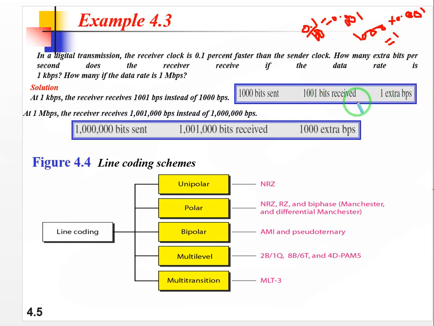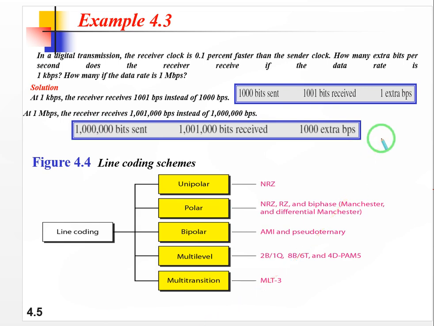When the clock is not synchronized at the receiver end, the receiver will receive one extra bit on the receiver side. So this is the calculation. Another example: if the data rate is 1 Mbps, again multiply 0.001 with 1 Mbps, then you will have the extra bits, so 1000 extra bits per second will be received. Simple multiplication. This is basically the drawback of unsynchronization of a clock, so we always need to synchronize our system.